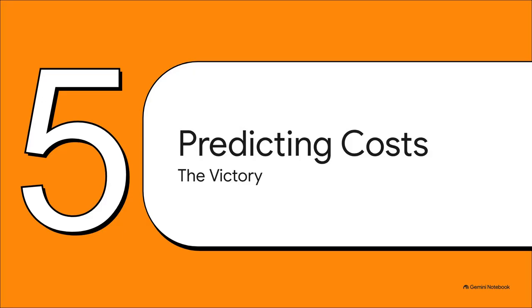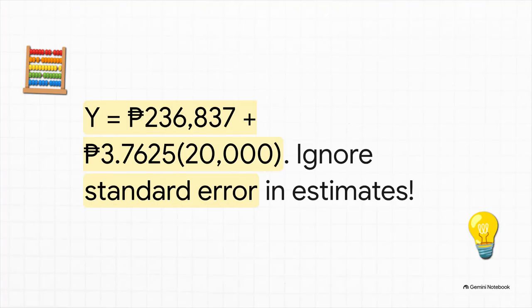Section 5. Predicting total costs. The victory. We've got the formula, we trust the metrics, so let's actually predict the future. The crucial part here is just plugging it all in. If our regression output tells us the intercept is 236,837 pesos and the slope is 3.7625, we just drop in our expected activity level. Let's say 20,000 machine hours. You multiply 3.7625 by 20,000, add the fixed intercept, and boom, you've successfully predicted your cost.